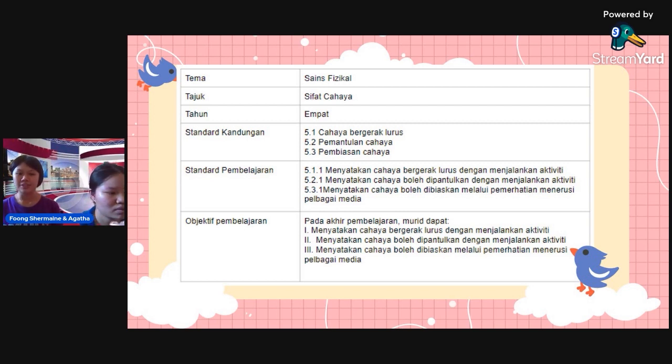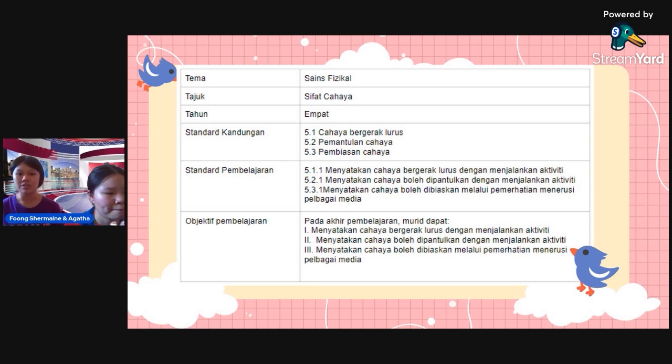So the theme we have here is physical science. The topic is light properties. This is a part of the Standard 4 science curriculum. So our content standard, there are 3. 5.1, light moves in a straight line. 5.2, light reflection. 5.3, light refraction.